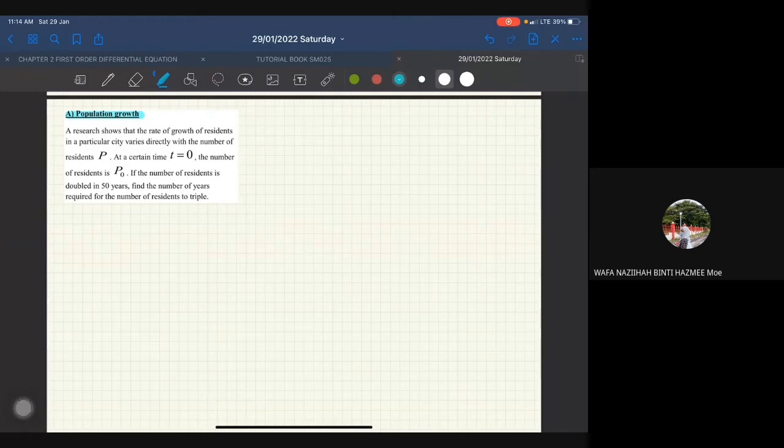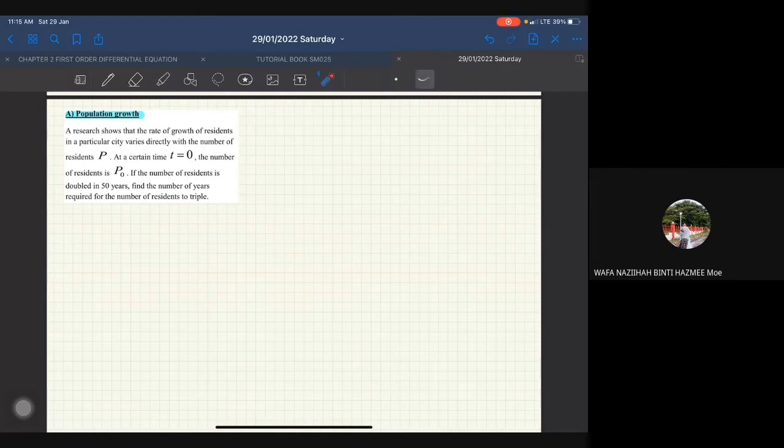So awak mesti baca betul-betul. You need to know how to read. You need to read carefully. And you need to extract information from the statement, from the essay, daripada sentences yang diberi. Okay, so jom kita tengok dekat sini.